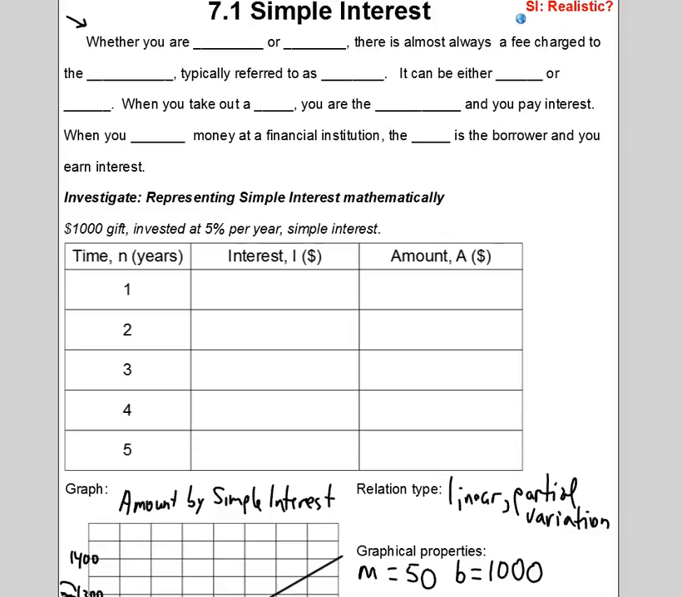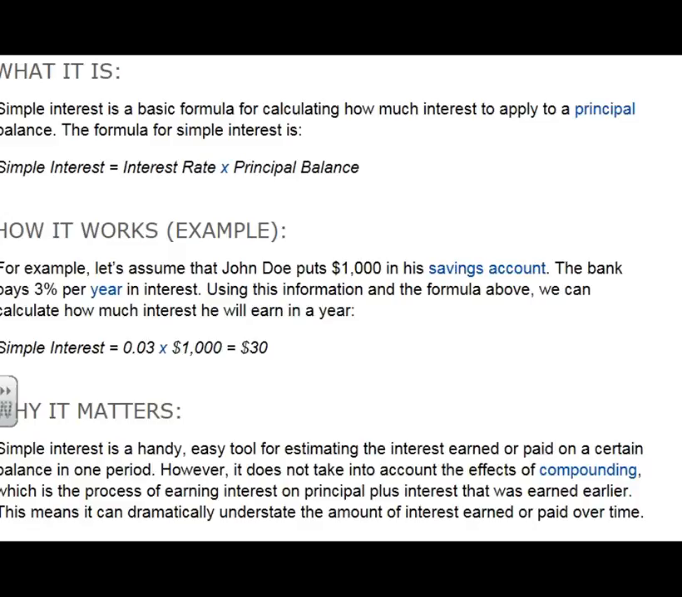I want to go back and just read something I found on the internet. Well, as you can see, this website, investinganswers.com, gives a little definition of simple interest, shows how it works by the formula, and then the final statement there under why it matters states that simple interest is a handy, easy tool for estimating the interest earned or paid on a certain balance in one period. However, it does not take into account the effects of compounding, which is the process of earning interest on principal plus interest that was earned earlier. This means it can dramatically understate the amount of interest earned or paid over time.